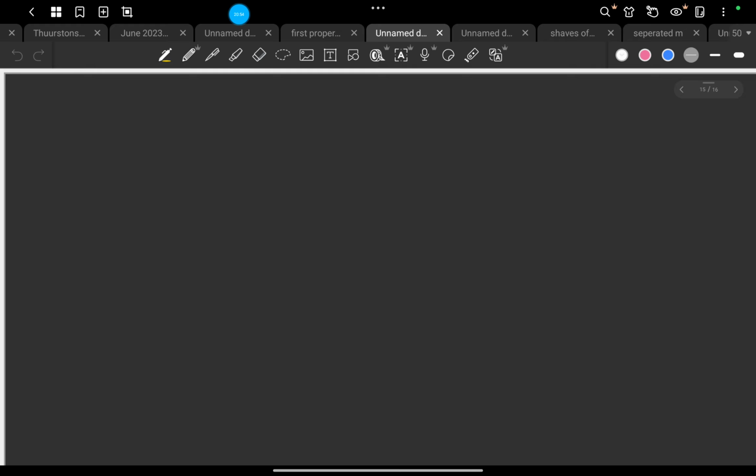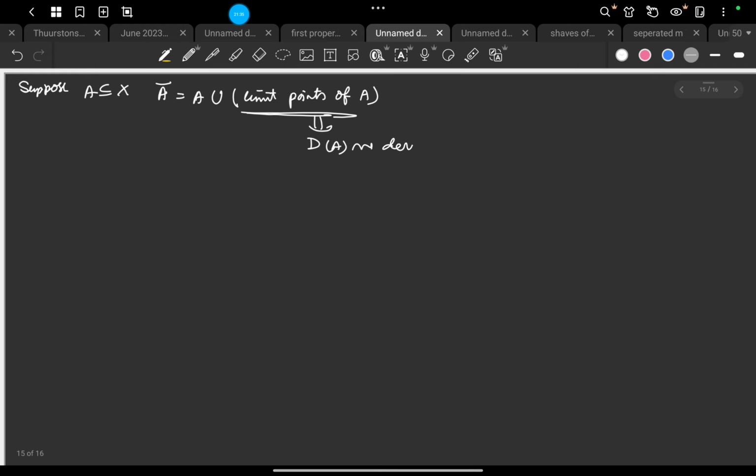Now, as we can define all the interior points, we can name the collection of our interior points as the interior of A. Similarly, there is also something called the closure of a set. So what is a closure? Suppose A is a subset of X. The closure of A, denoted A bar, is A union the limit points of A. The collection of limit points is denoted D of A, and this is said to be the derived set of A.